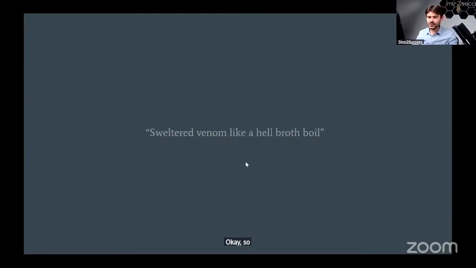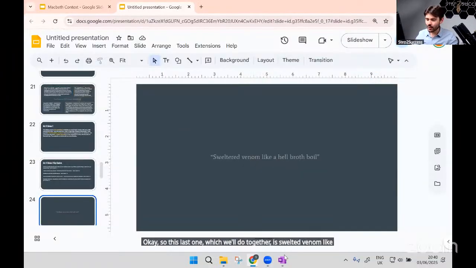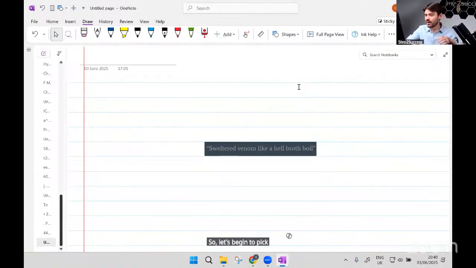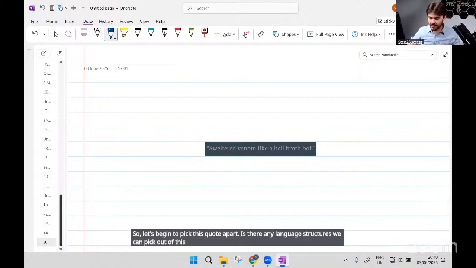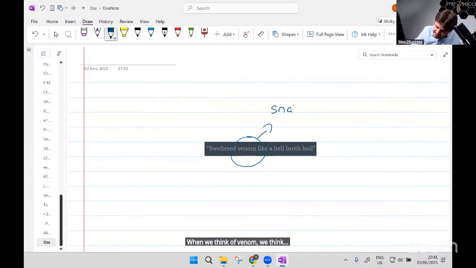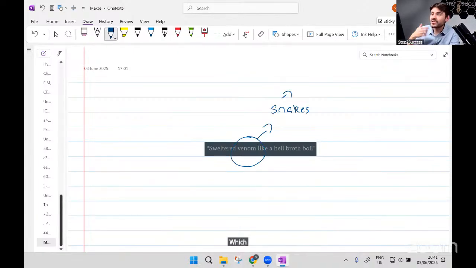Okay, so this last one, which we'll do together, is "sweltered venom like a hell-broth boil." So let's begin to pick this quote apart. Are there any language structures we can pick out of this? Firstly, let's focus on this idea of venom. When we think of venom, at least I think of snakes, which almost in contextual levels, we talked about the religious allusions.